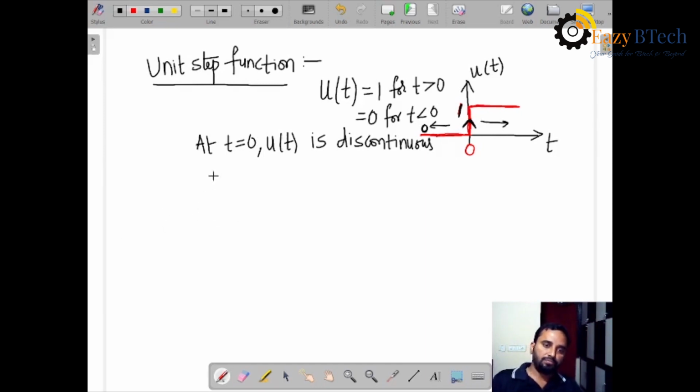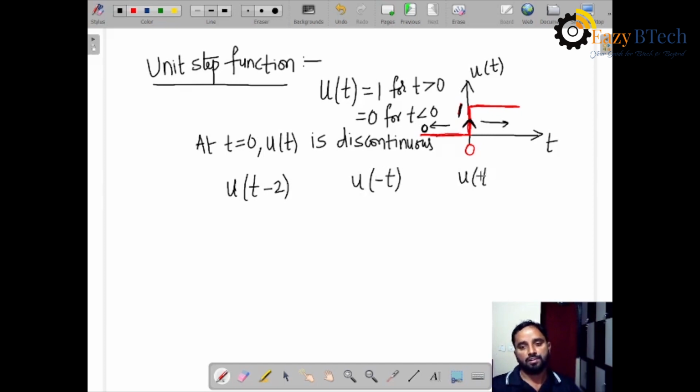Now, shifting of u of t. Suppose I want to plot u of t minus 2, and I want to plot u of minus t. I want to plot u of t plus 1. This is a right shift, this is folding, and this is a left shift. So let's see one by one.